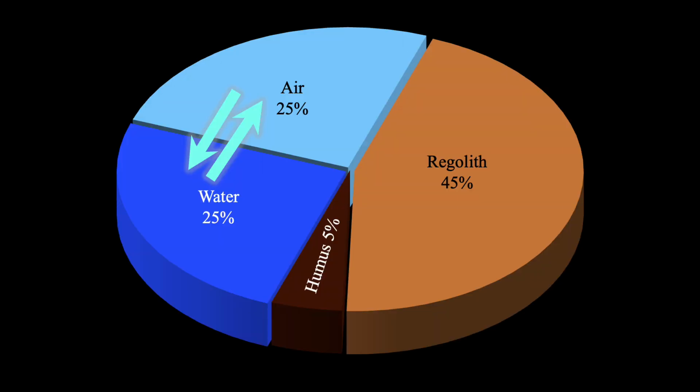This pie diagram shows a breakdown of the average composition of soil. Your average soil is about 45% regolith, 5% humus, and then varying amounts of air and water. Just how much of each of these components there is in a particular soil is dependent largely on the environment in which the soil is found and the parent rock from which it formed.